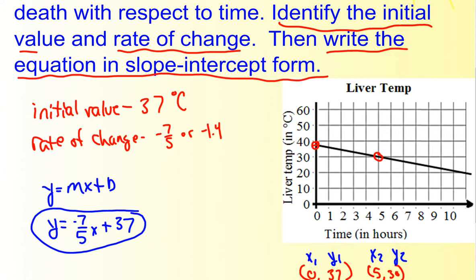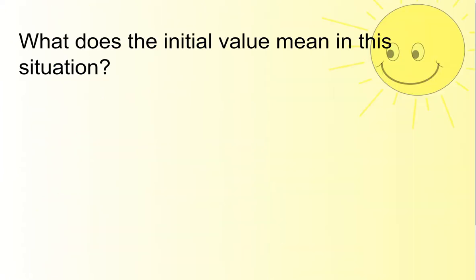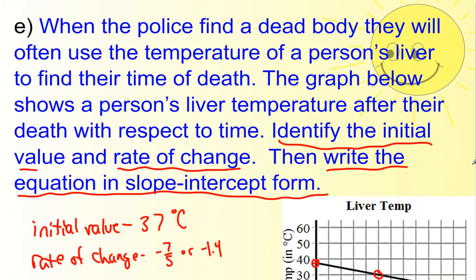Okay. Again, I'm not going to discuss too much, because it looks like the next page or so has some questions about this problem, like what does the initial temperature represent and what does the rate of change represent, and that kind of stuff. So let's do that. First one, what does the initial value mean in this situation?